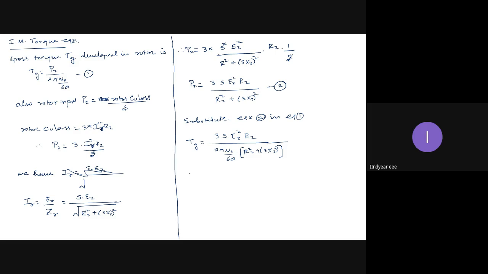Or I can write this as Tg is equal to 3 divided by 2 pi Ns, into S E2 square R2 divided by R2 square plus S X2 square, where Ns is the synchronous speed in RPS, Ns by 60. So what is this 3 divided by 2 pi Ns?